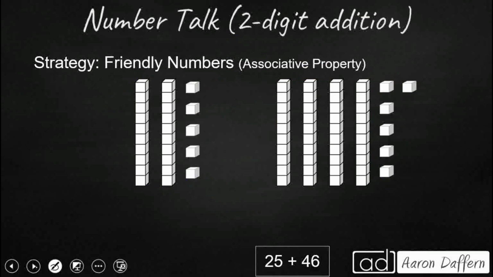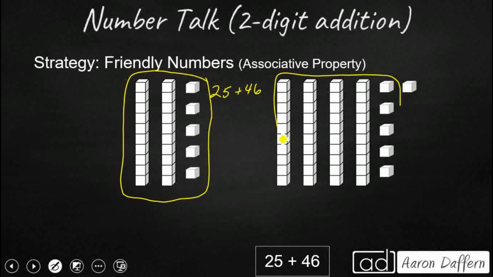Another strategy we could have used is using friendly numbers. Friendly numbers takes our addends and looks to see, are there easier numbers within either of the addends that we can use for mental math. Those friendly numbers usually end in a 5 or a 0. My 25 is already fine, so that's easy to add with. This 46 is close. If that was 45, that'd be a little bit easier just because 5s are a little bit easier to add with.